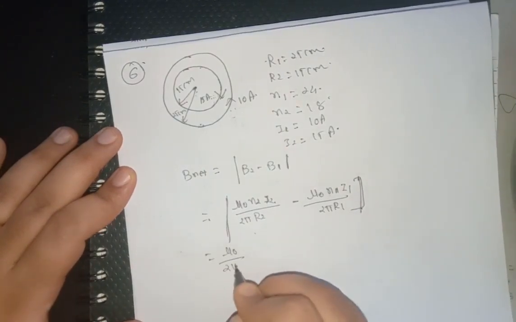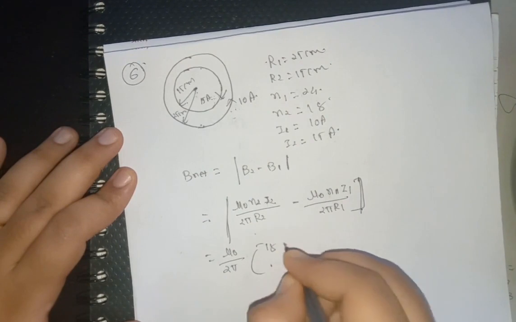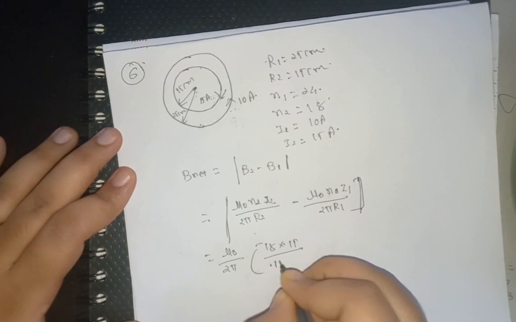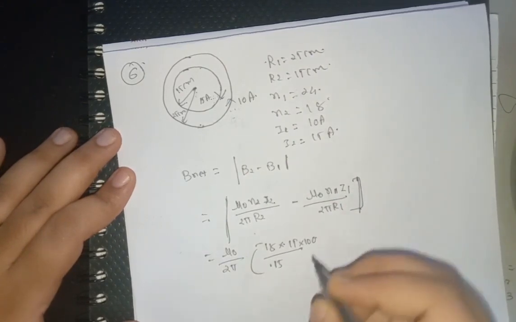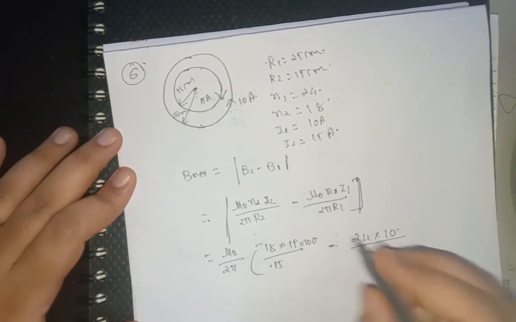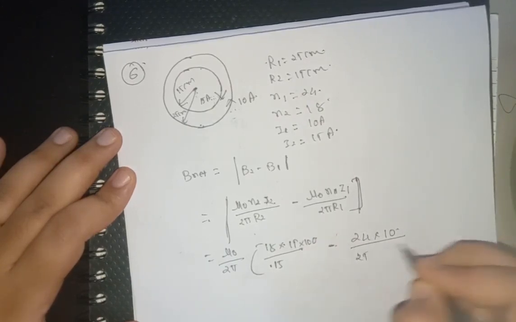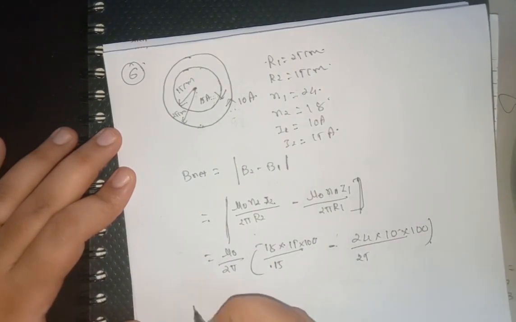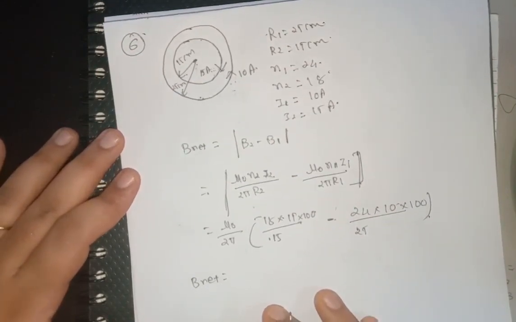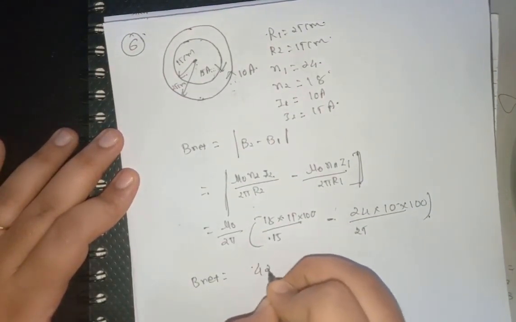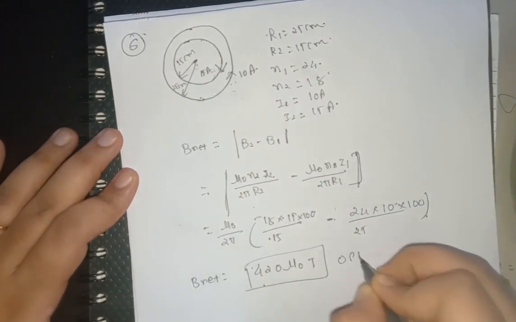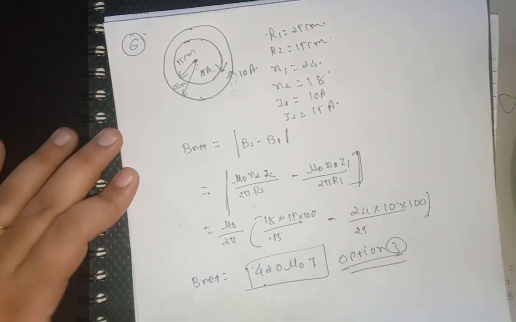So mu naught upon 2 pi, N2 is 18, I2 is 15 divided by R2 is 15 centimeters, so 15 into 100, minus N1 is 24, I1 is 10 upon R1 is 25 centimeters, so 25 into 100. Simplifying this, we get the net magnetic field induction at the center equals 420 mu naught Tesla. So option 3 is the correct option.